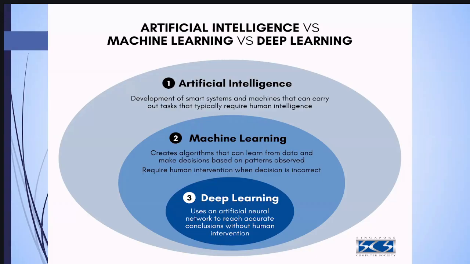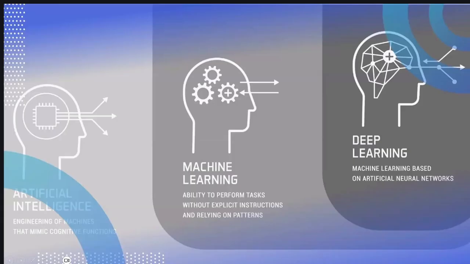So you have to develop smart systems and machines that can carry out tasks that typically require human intelligence. And then machine learning creates algorithms that can learn from data and make decisions based on patterns. All these patterns have to be felt: the vascular pattern, the pigment pattern, the reticular pattern, everything observed. And it requires human intervention when a decision is incorrect. And deep learning, where you use an artificial neural network to reach accurate conclusions without human intervention. So the same thing, the AI just has to mimic our cognitive function, and then machine learning should be there, and the deep learning.